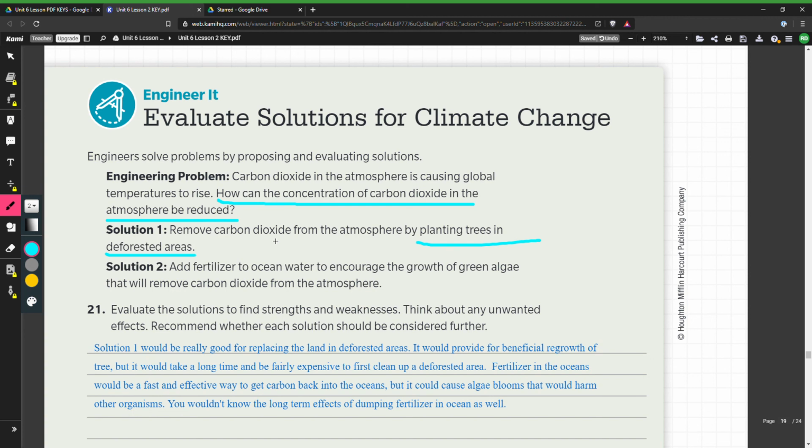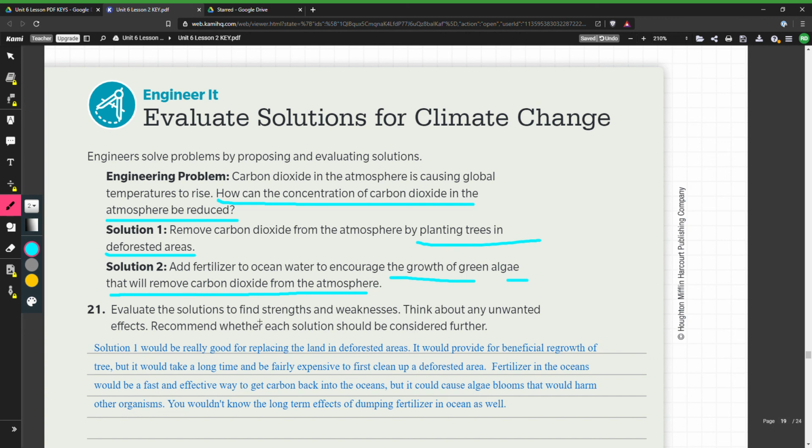So that's one solution. The other solution is dump fertilizer into the ocean, and that will help the green algae in the ocean grow better, which is a kind of plant. And as that plant grows, it's going to remove carbon dioxide from the air because it's breathing in that carbon dioxide, and it's using it to make itself from the carbon in it. And so that locks up that carbon dioxide into itself.